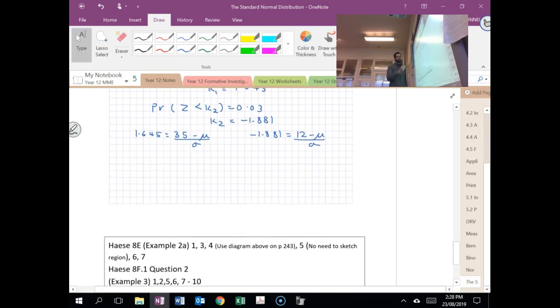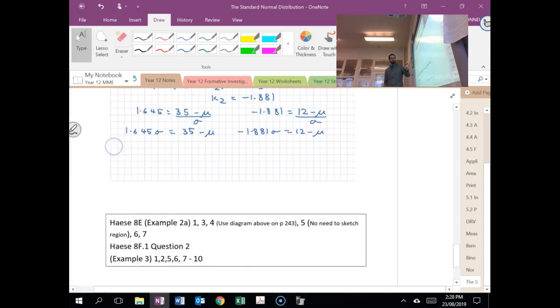If I then multiply both sides of both equations by sigma, I get 1.645 sigma is equal to 35 take mu. And if I do it on this side, minus 1.881 sigma is equal to 12 take mu. Then what I do is I bring the mu over to the other side by adding it. So adding it to both sides of both equations is going to give me mu plus 1.645 sigma is equal to 35, and mu take 1.881 sigma is equal to 12.